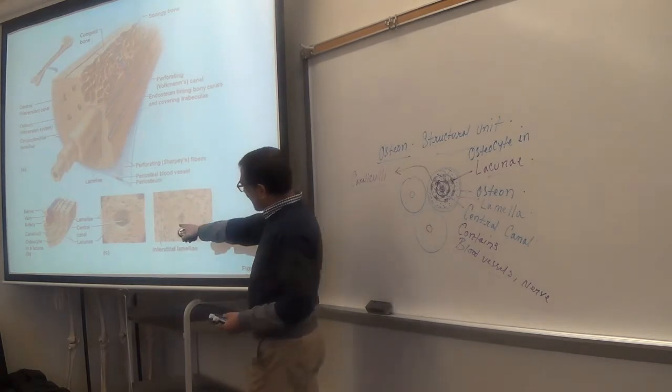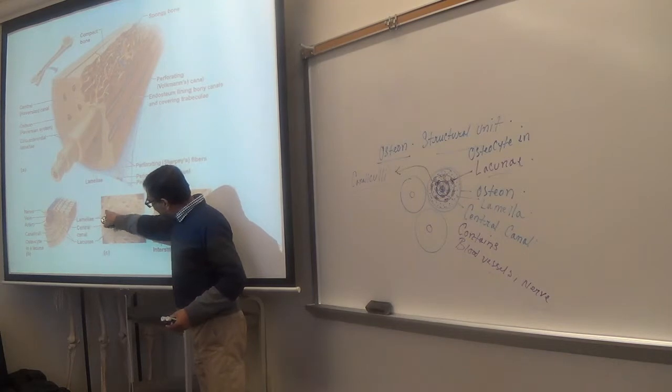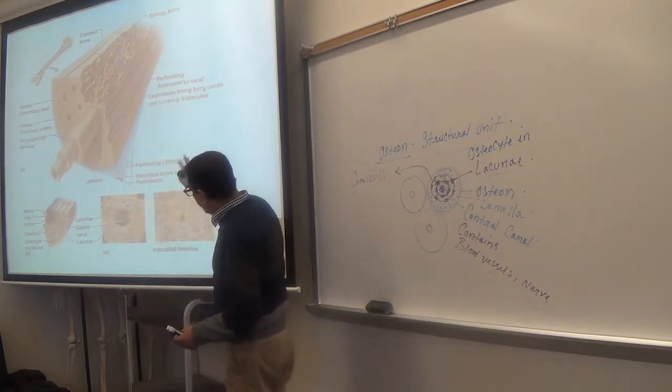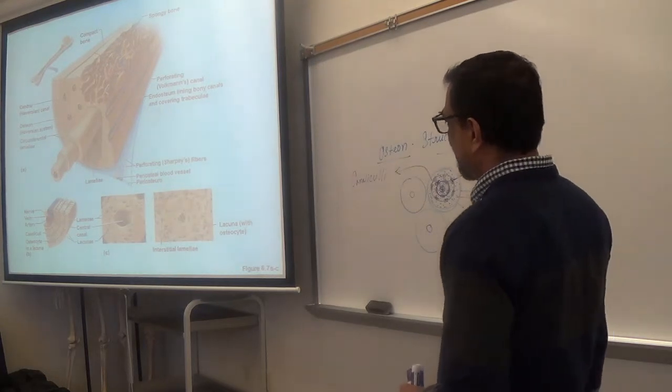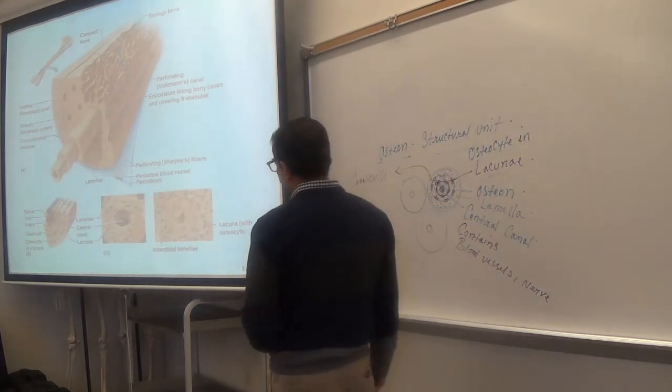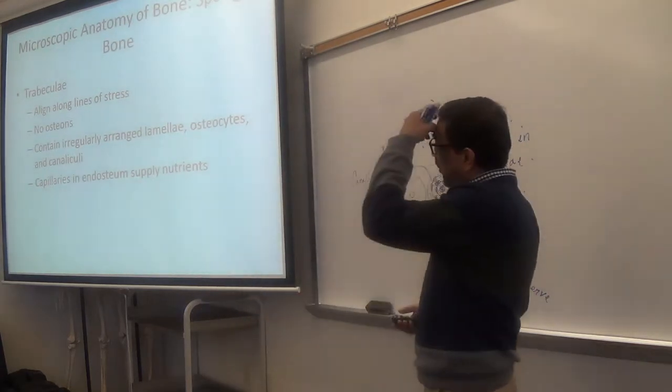Here you can see the lacunae without osteocytes. Osteocytes have been destroyed, so you can see the lacunae clearly, right? Those are the cavities, tiny cavities, and those cavities contain osteocytes.